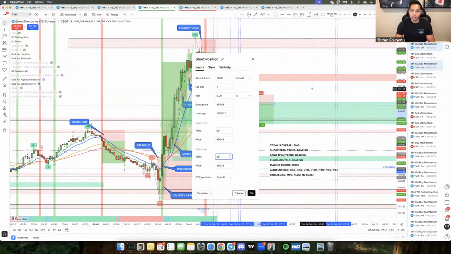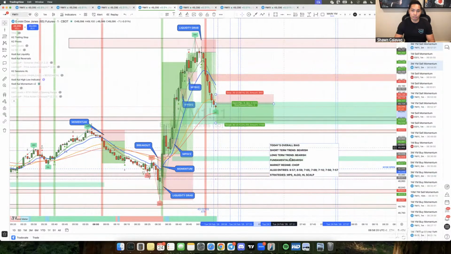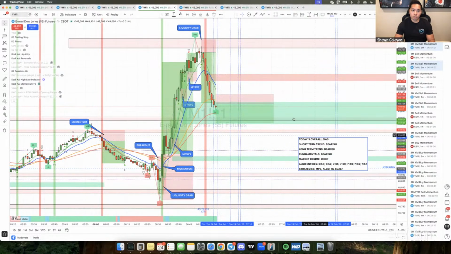I personally am looking for a target entry. So the first one that I would probably be looking for would be this next one over here at 659. Here's a problem with this though. The thing is, price is now in a chop. I don't want to trade the algo entries in a chop, right? I want this to continue in a direction. There's also no other confluences here.